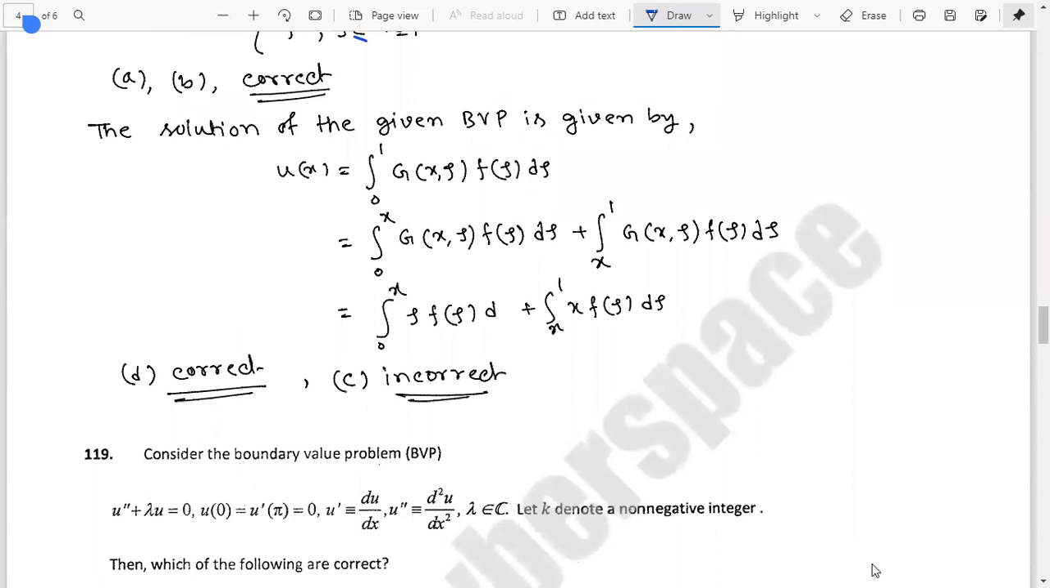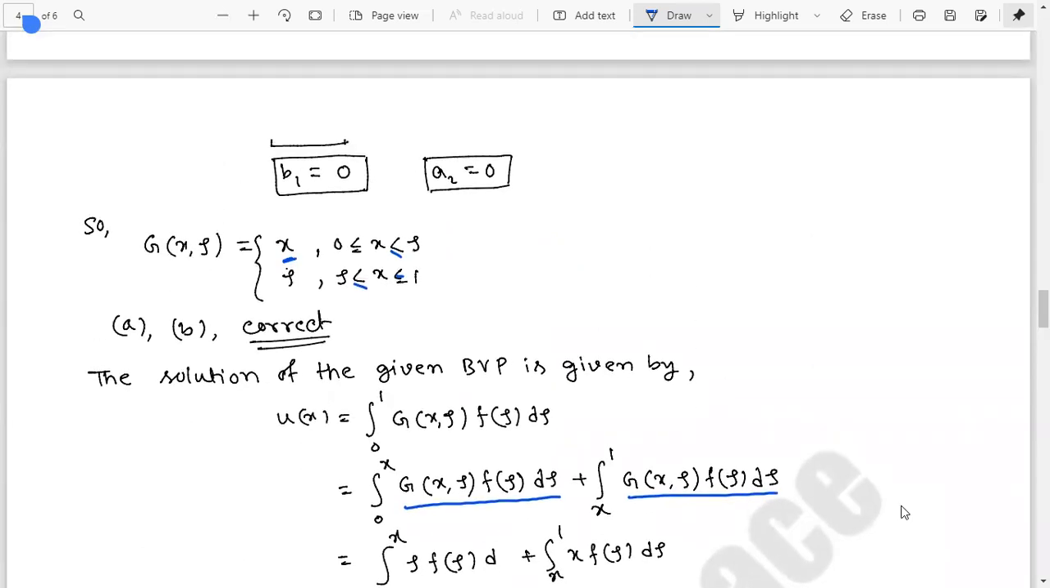Here we have u(x) equals the integral from 0 to 1 of G(x, ζ) f(ζ) dζ, because this is the property of Green's function, we can write the solution in this form. Since Green's function is continuous, we can break this interval 0 to 1 into 0 to x, G(x, ζ) f(ζ) dζ, and x to 1, G(x, ζ) f(ζ) dζ.